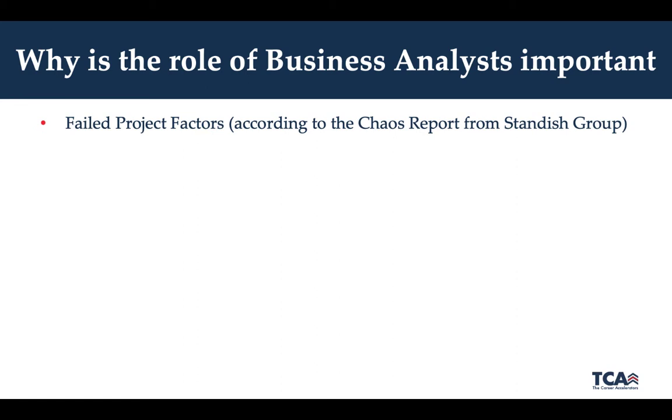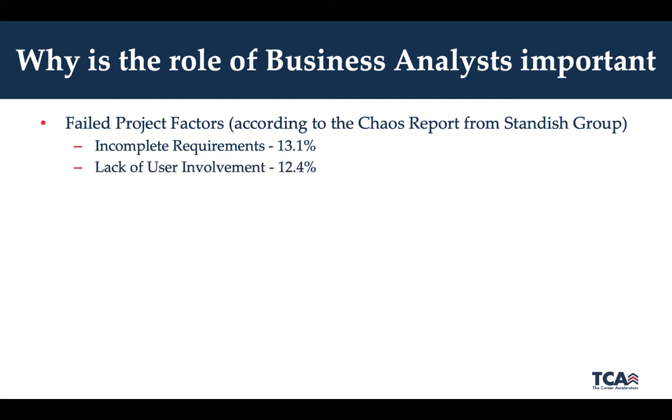There are 4 top factors that were the major causes of project failures, and we will look at those top 4 factors. The first one being incomplete requirements, which accounted for 13.1% of failed projects, closely followed by lack of user involvement, which accounted for 12.4% of all failed projects. And then we have lack of resources, which accounted for 10.6% of failed projects. And then lastly, we have unrealistic expectations, which accounted for 9.9% of projects.